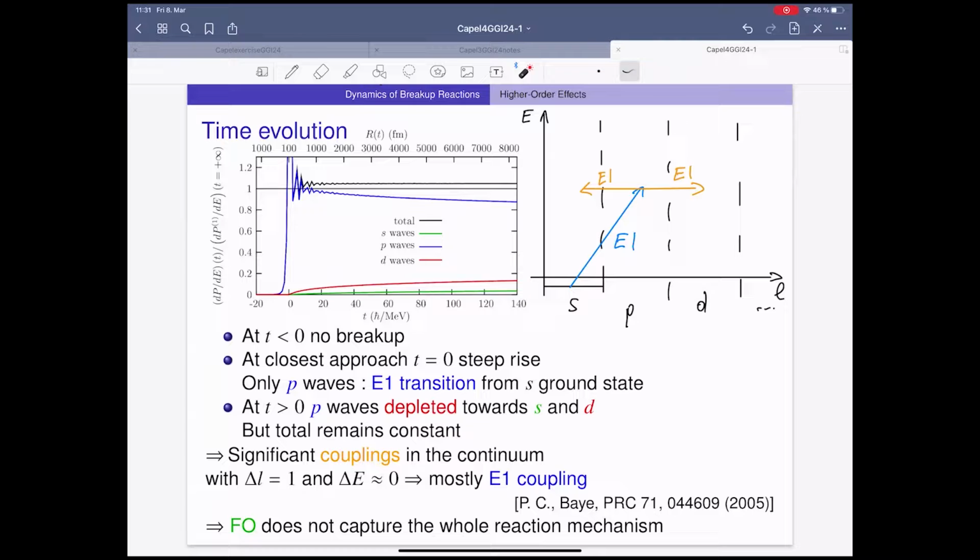So I won't go into the detail, but that means that you really need to pay attention when you use just first order perturbation theory. It gives a rough idea, it gives a good first estimate of the reaction process, but it's not the full picture, and you should pay attention to that.